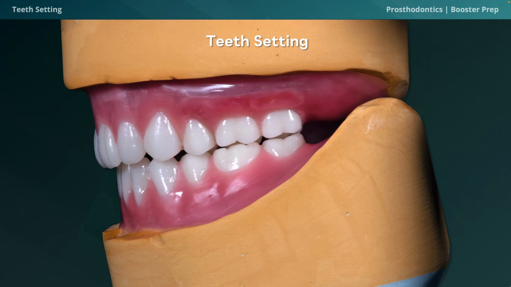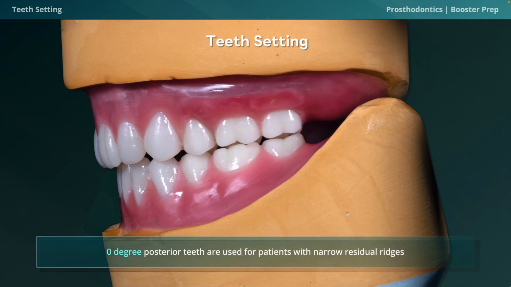But this isn't ideal for all patients. For patients with advanced ridge resorption, these types of teeth can actually be destabilizing. What they really need is teeth that minimize lateral forces, and that's essentially flat teeth, or in other words, 0-degree teeth, because these will be non-interfering.